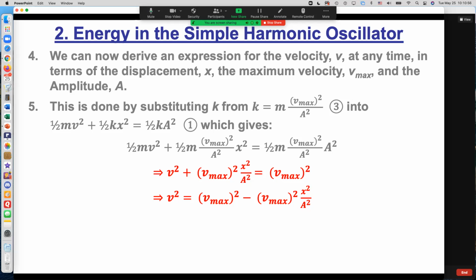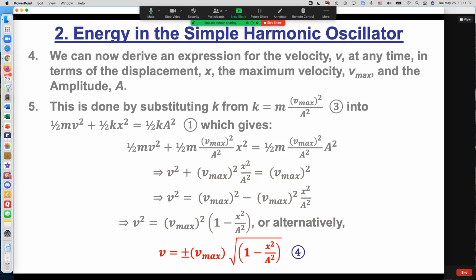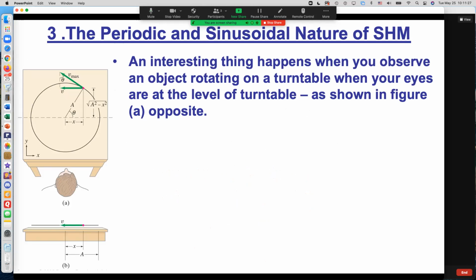I take the terms in V max to the other side. And then I can bring out the V max squares to get this. Or the velocity is plus or minus V max times the square root of 1 minus X squared over A squared. I'm not expecting you to remember this. I'm expecting you to try to follow it, right, as I talk.